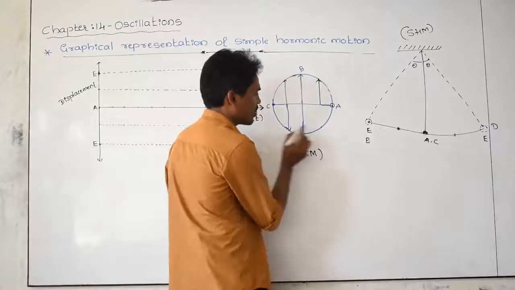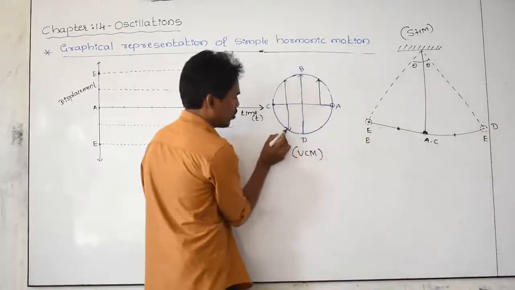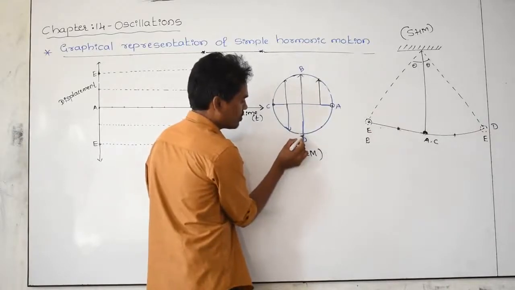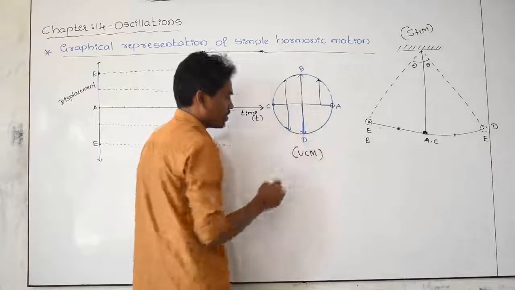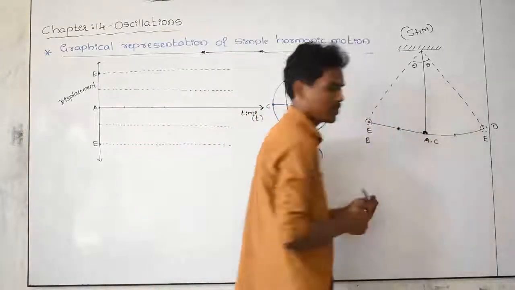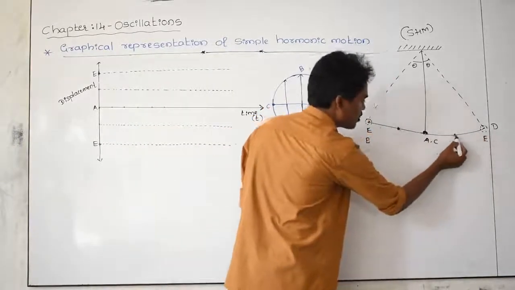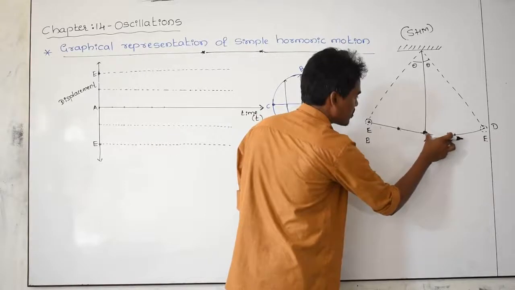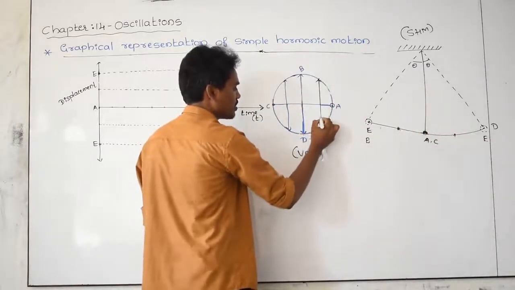Now the body is moving from this point to D point. Then this is the displacement. Again the body is moving from D point to this point, then this is the displacement.